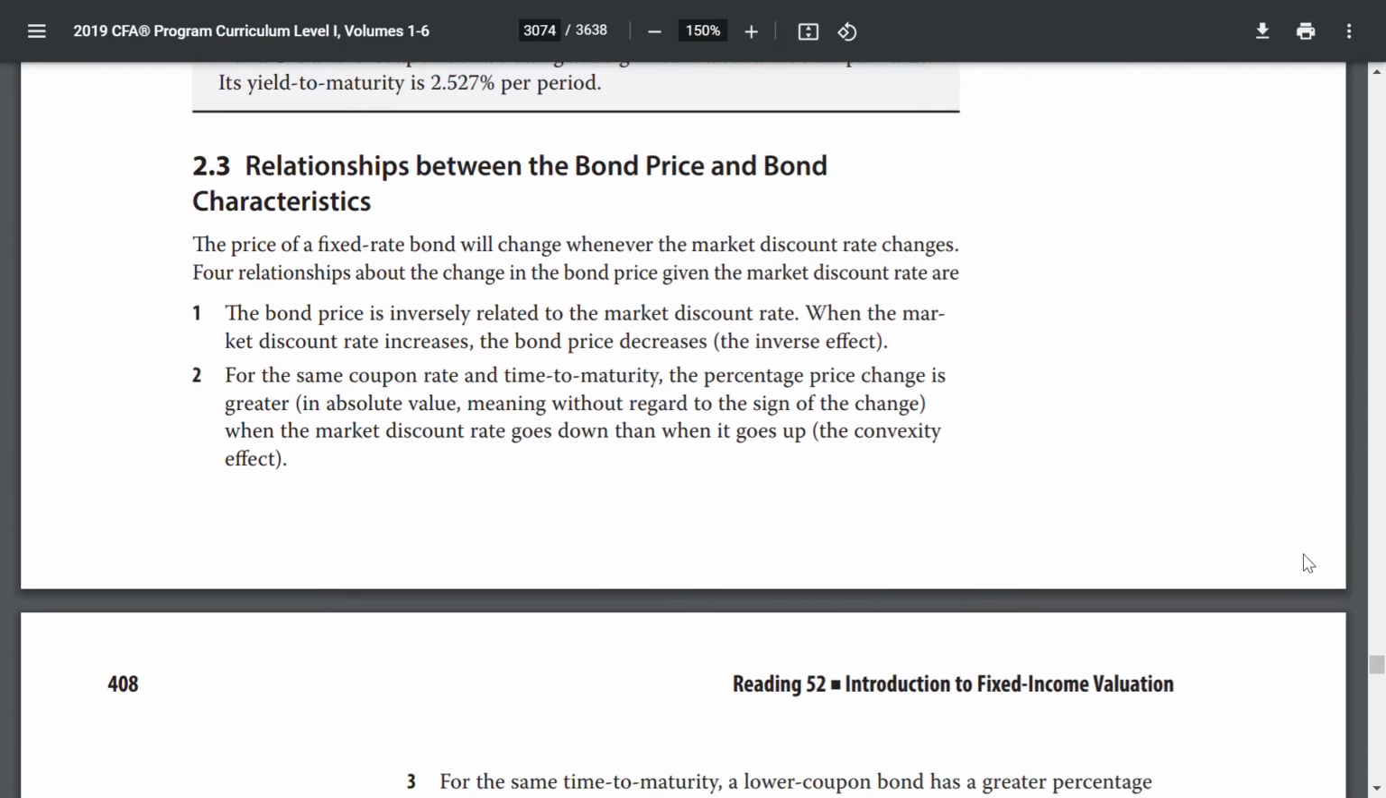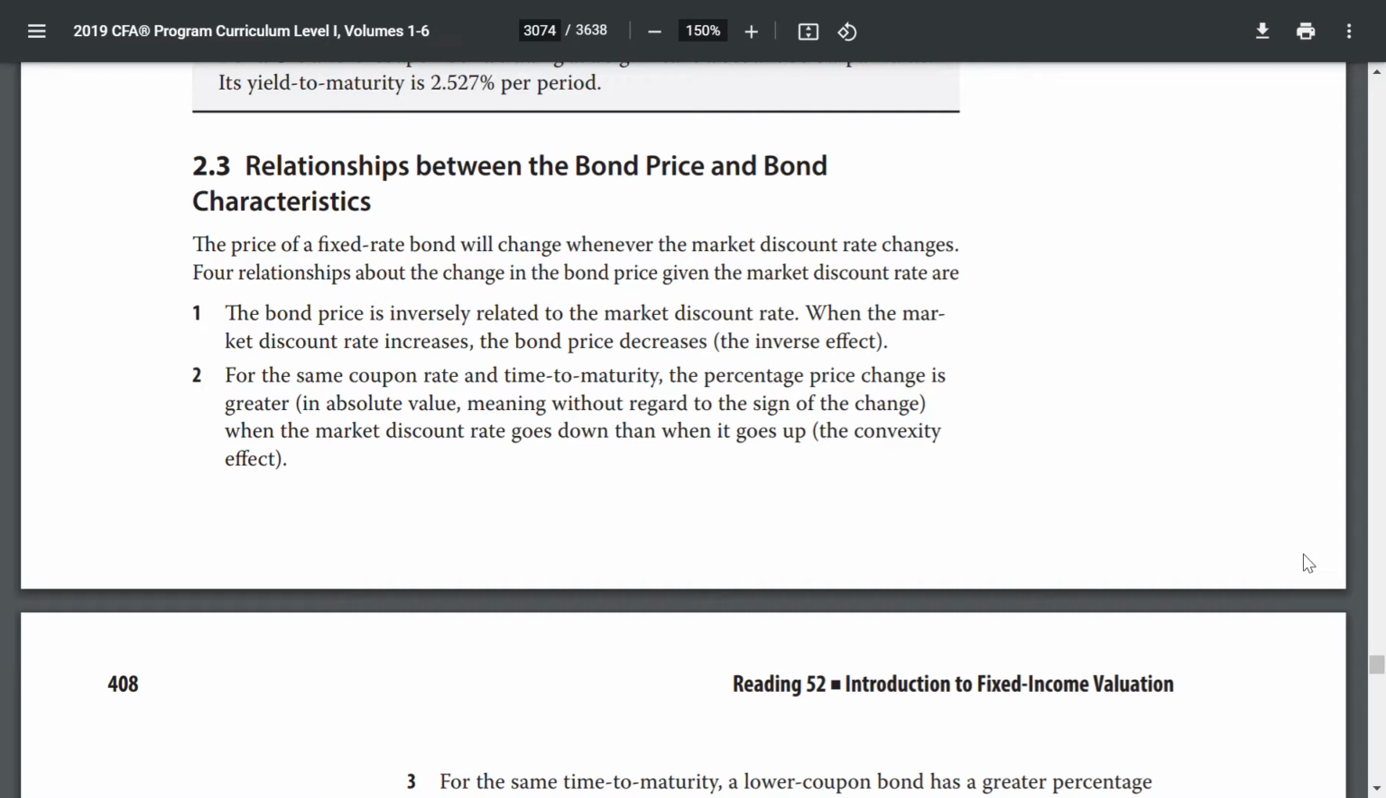Relationship between bond price and bond characteristics. The price of a fixed rate bond will change whenever the market discount rate changes. The first relationship is that the bond price is inversely related to the market discount rate. When the market discount rate increases, the bond price decreases. This is the inverse effect.